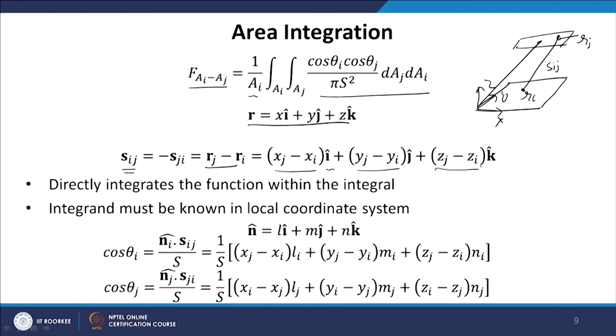Other than this we also need the information for angles. So, let us say we have been given the normal vectors to the two surfaces, represented by the direction cosines l, m and n.